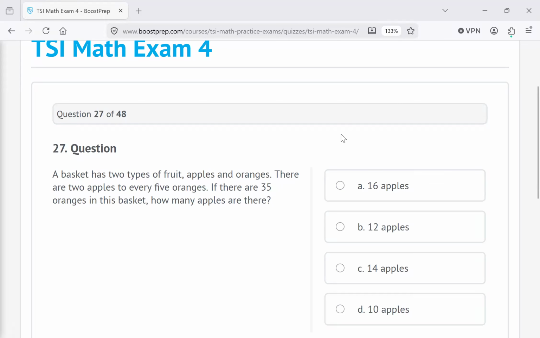Hello, this will be part two of the TSI math exam 4. So let's just finish off. So let's start off with question 27.